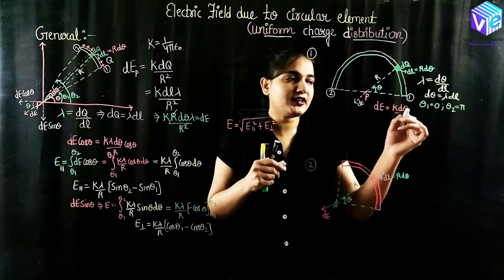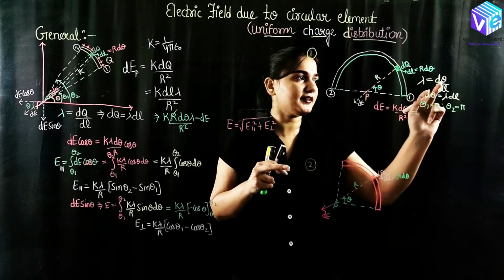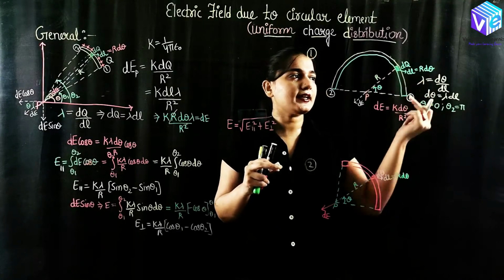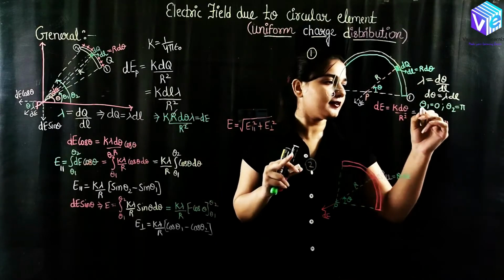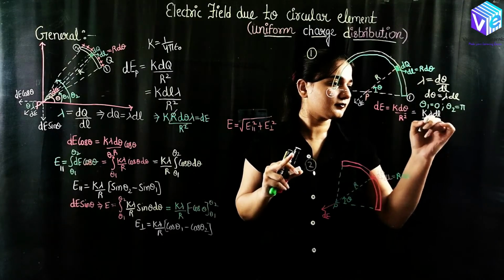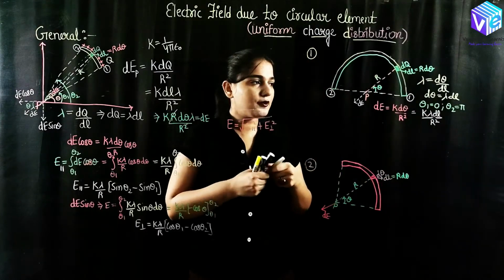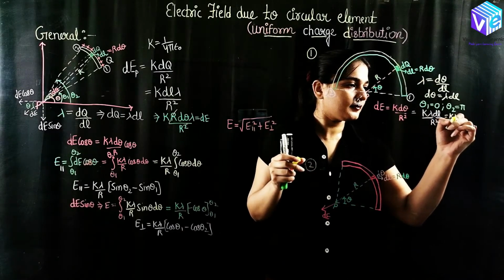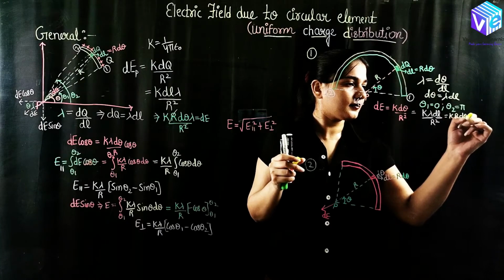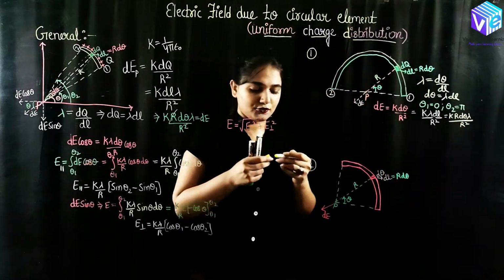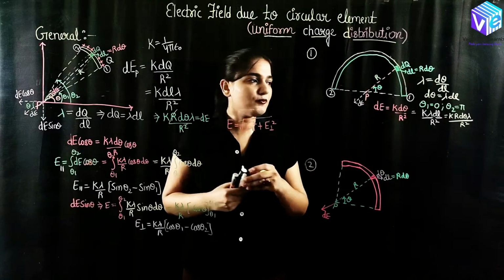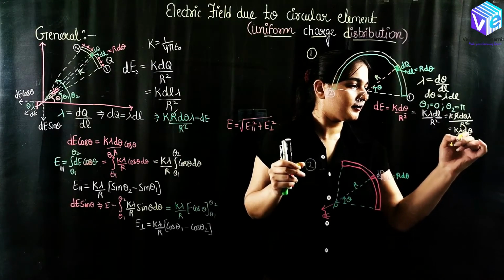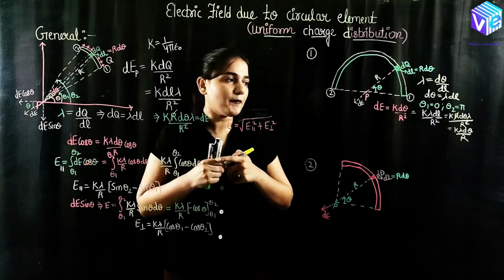We know the formula of electric field. Now I will be replacing the value of dq, which is lambda dl. And what is dl? dl is r d theta. Okay. So now here I will be replacing the value of dl. So again I have got the same formula, k lambda d theta upon r.